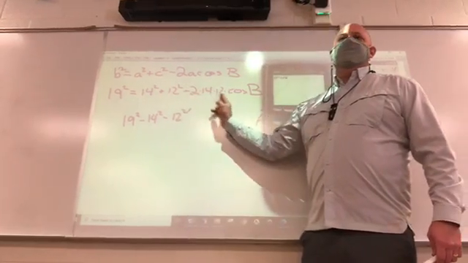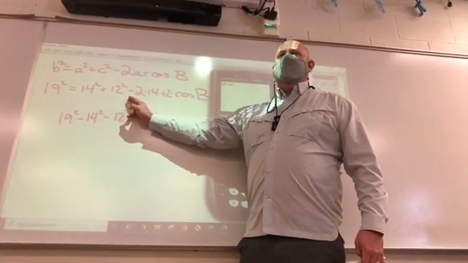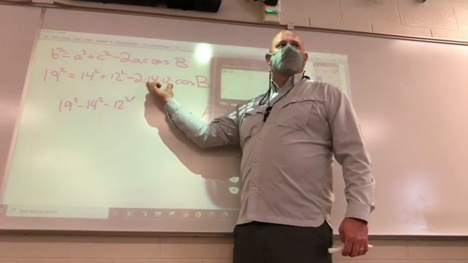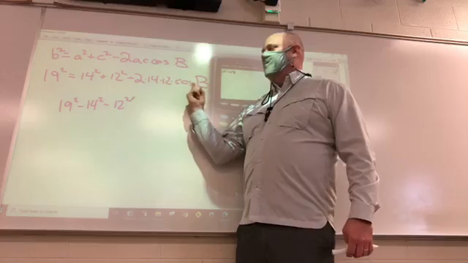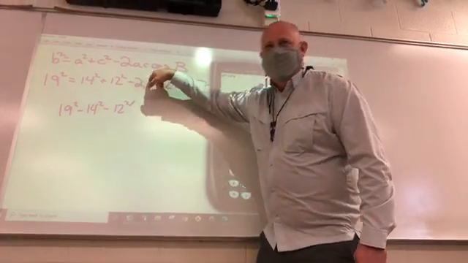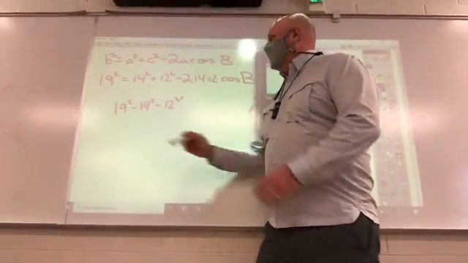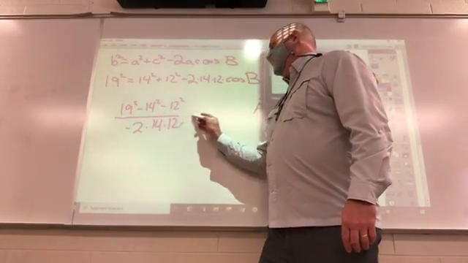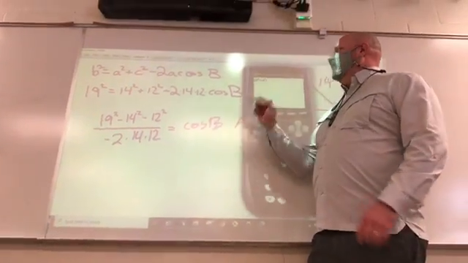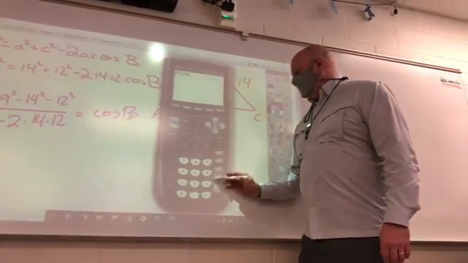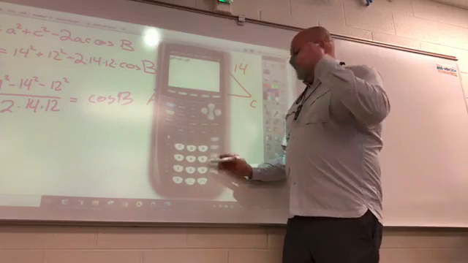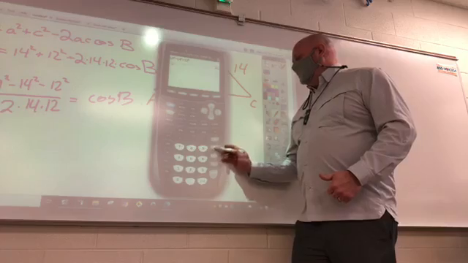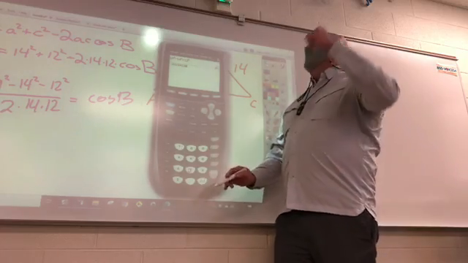What do I have to do with all this stuff? You're not going to add it. How is all of this connected to the b? It's multiplied by b. So what do I have to do here? I have to divide by that. So what I actually have to calculate is this. What I want to type in: 19 squared minus 14 squared minus 12 squared. Get that answer. Then I want to figure out what negative 2 times 14 times 12 is. Get that answer.